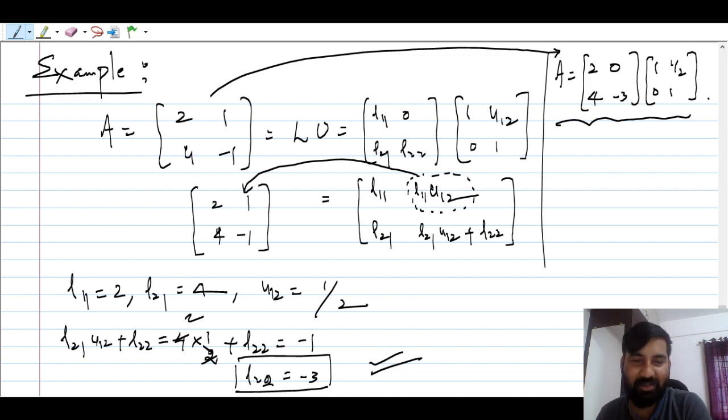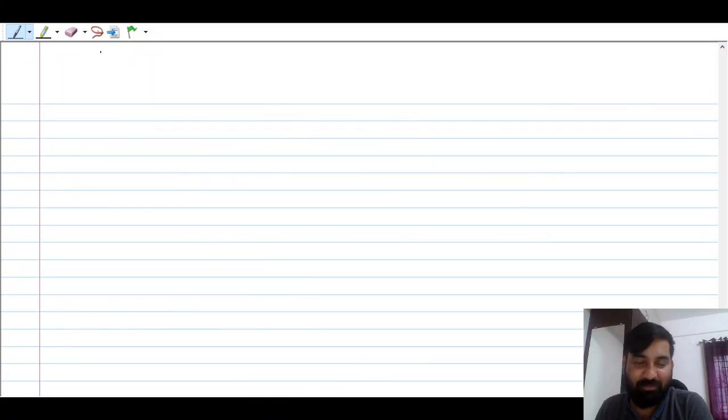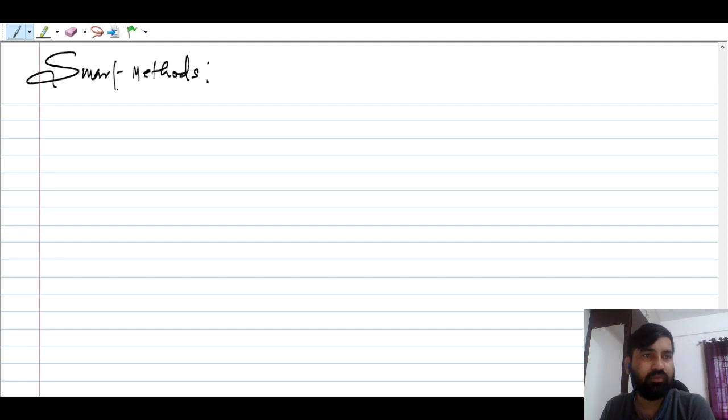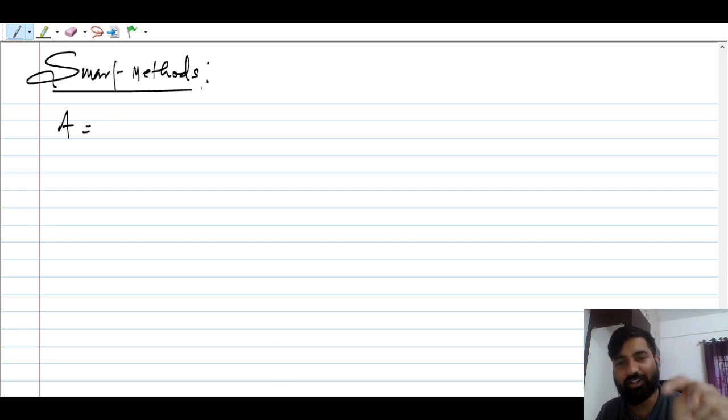long steps, okay, fine. So let me talk about some smart methods, or you can say some shortcuts, right? Smart methods now. So suppose you have got A matrix. A matrix is nothing but, the same answer we'll get, okay? Whatever answer we have got here by solving this LU decomposition by direct methods, you are going to get the same answer by using this smart method as well.